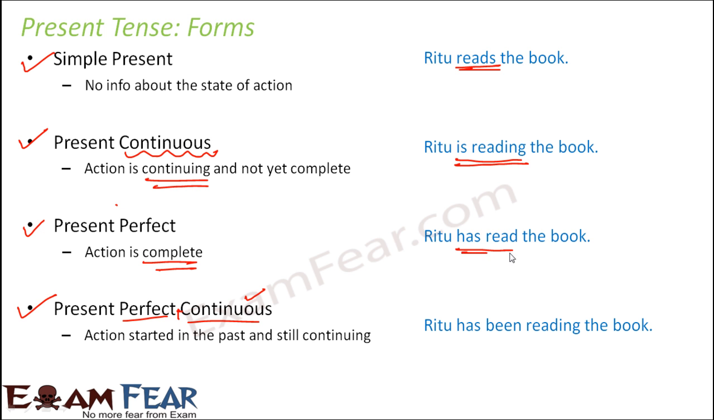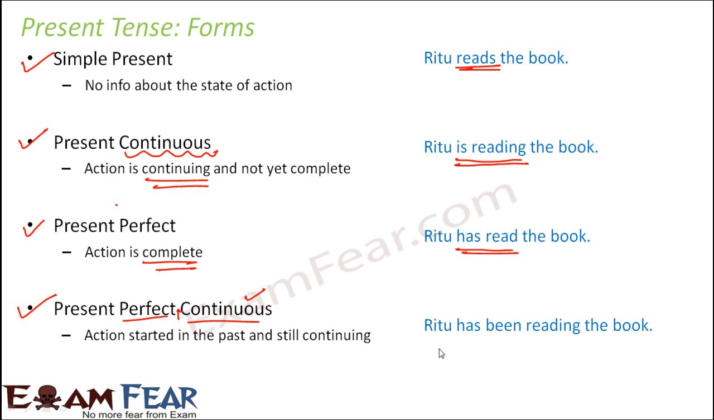Ritu has read the book. That means she has completed reading the book. So her action has just finished. But then it is not past tense, because it doesn't say that she had read the book 5 days ago. It doesn't say that she had already completed the action in the past. It says that the action is completed in the present. So now only her reading is completed. So that's why it is present perfect.